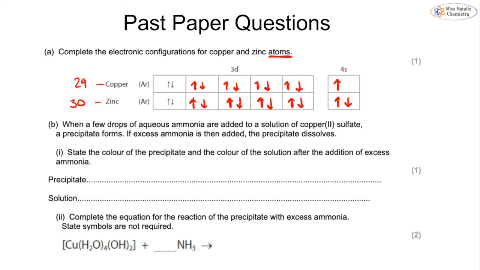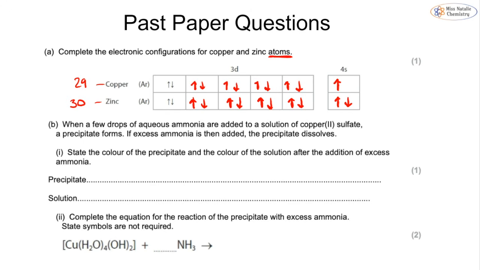And now we have basically the same question that we were just asked, as I said, just in a different way. So when a few drops of aqueous ammonia are added to a solution of copper 2 sulfate, a precipitate forms. And if excess ammonia is then added, the precipitate dissolves. We want to state the colour of the precipitate and the colour of the solution. So rather this time than asking for the formulas, we are looking at the colours, whereas the previous question gave us the colours and we wanted the formulas.